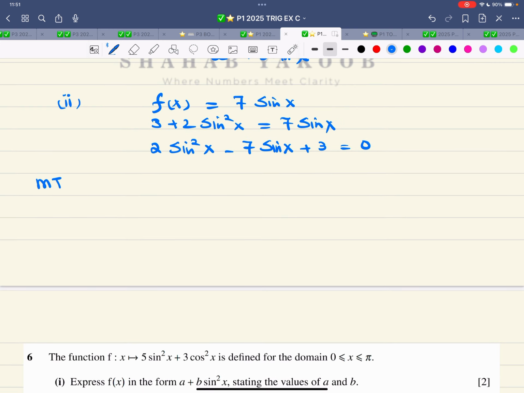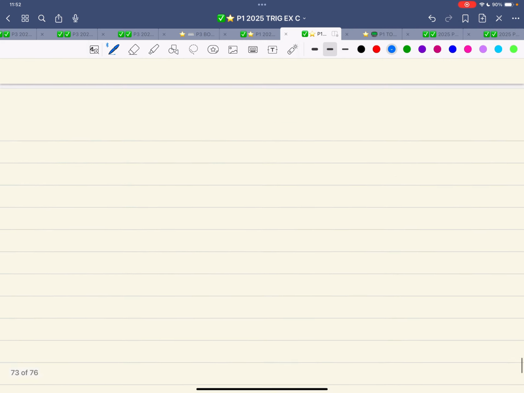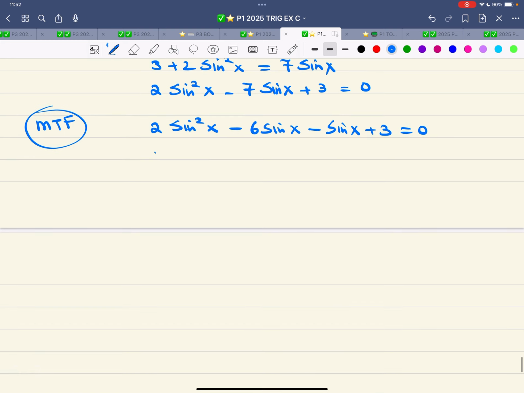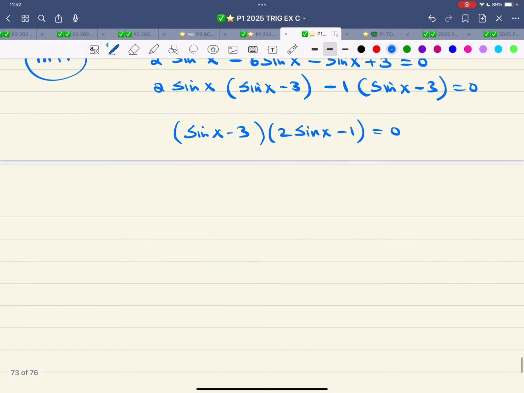Middle term factorization, which is the heart and soul of pure math. So this is 2 sine square x minus 6 sine x minus sine x plus 3 equals 0. Let me add a page over here. So now let's take common. This is 2 sine x bracket sine x minus 3, negative 1 bracket sine x minus 3 equals 0. Therefore, sine x minus 3 bracket 2 sine x minus 1 equals 0.